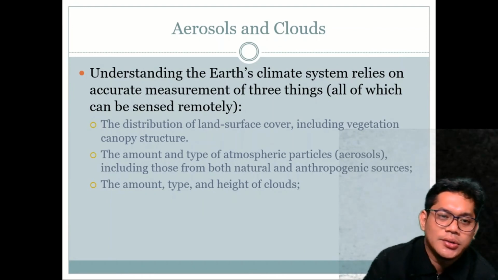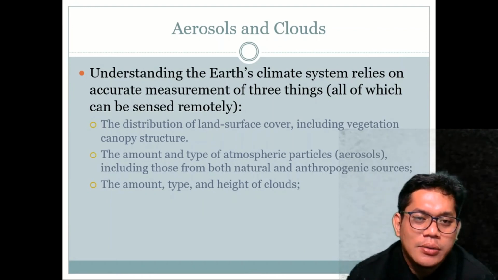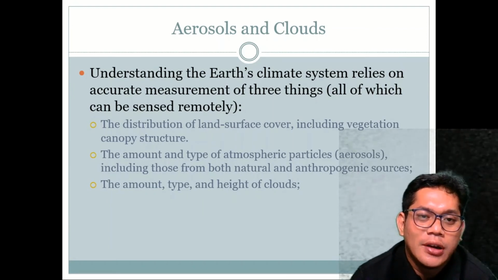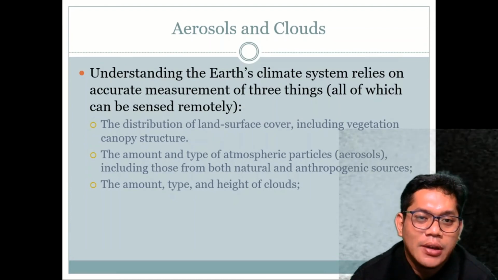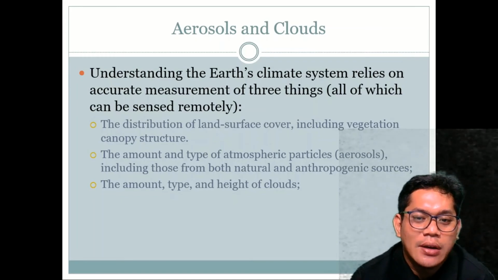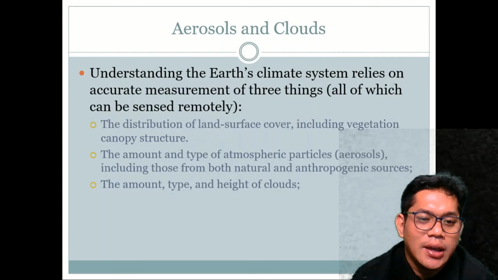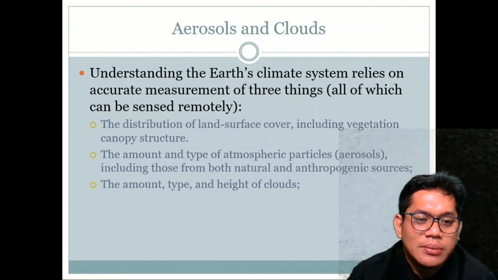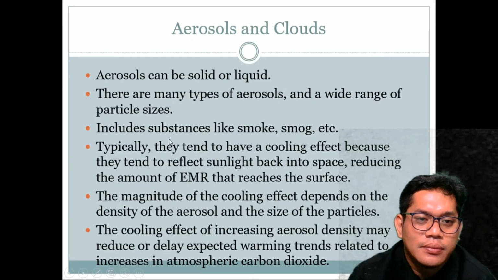Okay, and of course, remote sensing is also able to monitor or capture data of the aerosols and clouds. So understanding the Earth's climate system relies on the accurate measurement of three things: the distribution of the land surface cover, the amount and type of atmospheric particles, and also the amount, type, and height of the clouds, right?